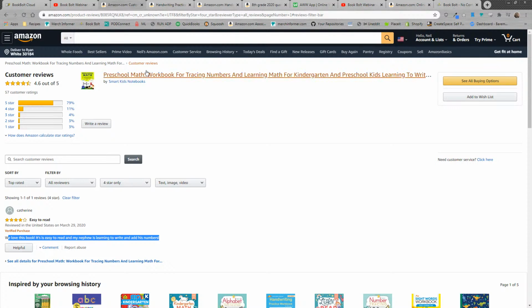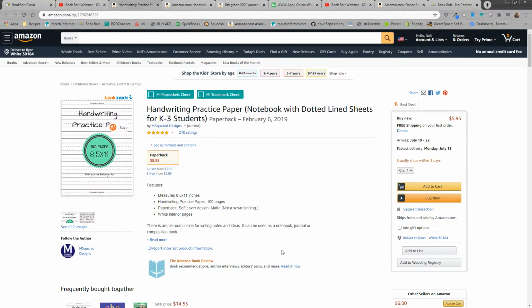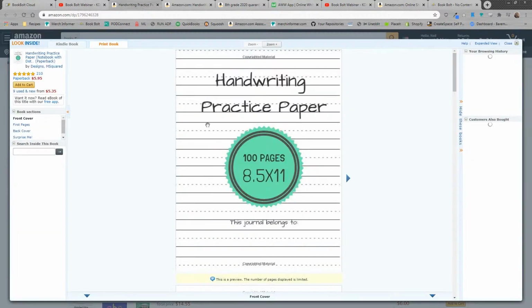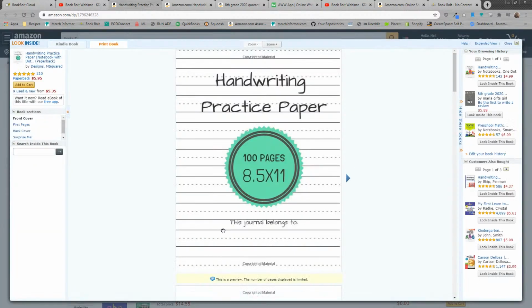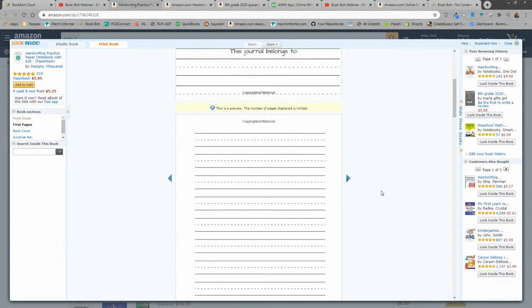Because I can tell you right off the bat, math workbooks, that's hard. That's hard, okay? Let's go ahead and take a look at this one. It's in the school niche. It's handwriting practice paper, all right? Take a look inside. It's almost the first thing I do. This journal belongs to, I don't even know if that's centered. It might be, but this looks off-center to me. Okay, just me with some small gripes.